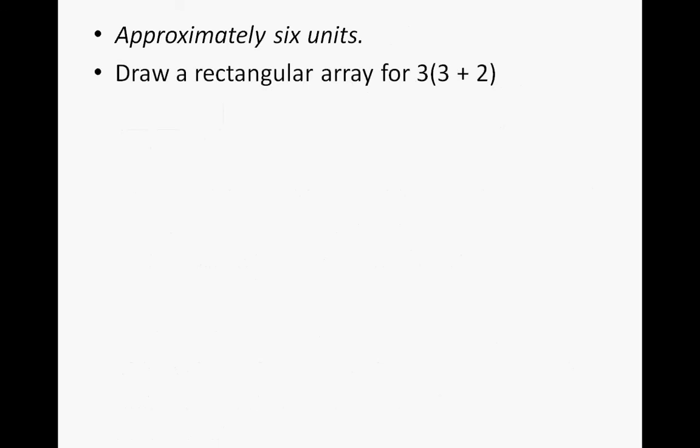So now we're going to draw a rectangular array for 3 times the quantity of 3 plus 2. When we do that, we take our 3 plus 2 and we triple it. But this time we triple it going the other way so that it makes a larger rectangle. So here's our original 3 units and our original 2 units, and then just triple it and you get a larger rectangle representing 3 times the quantity of 3 plus 2.